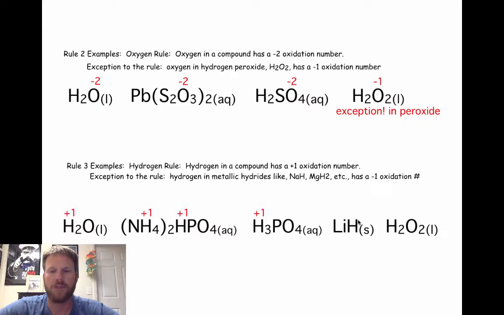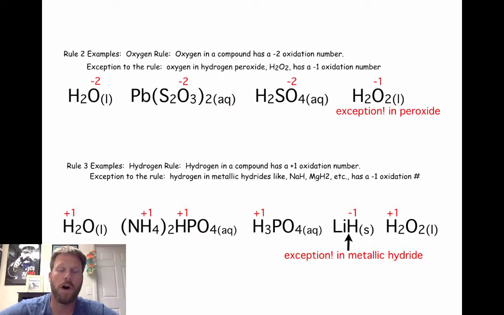Lithium is a metal bonded to hydrogen. If it's just a metal bonded to hydrogen, in that example, the metal will have the positive oxidation number and hydrogen will be a -1. H2O2, that's an exception for oxygen, but not for hydrogen. Hydrogen would still be a +1.